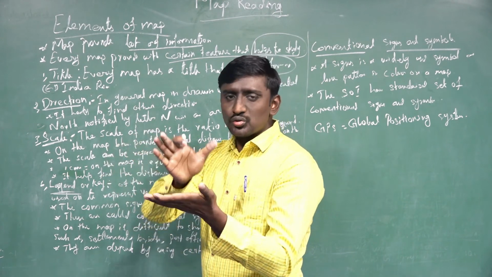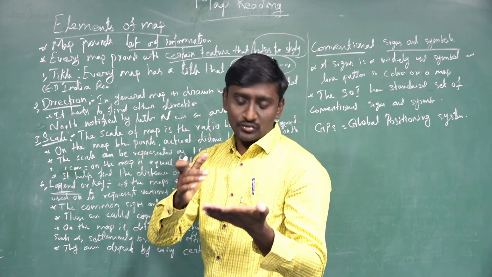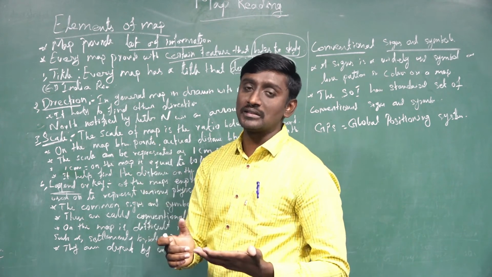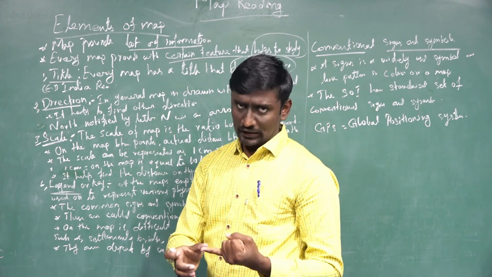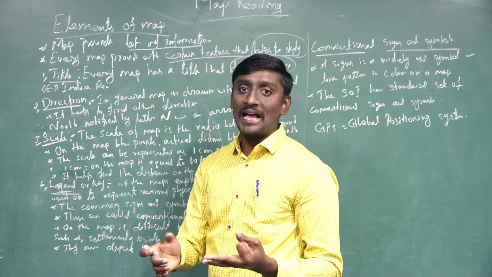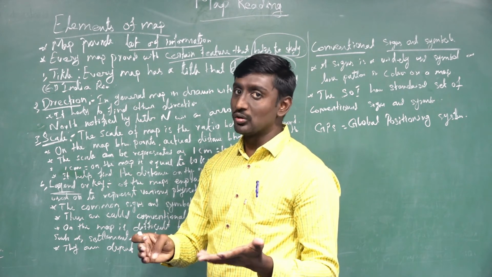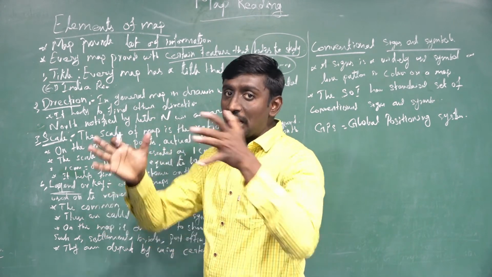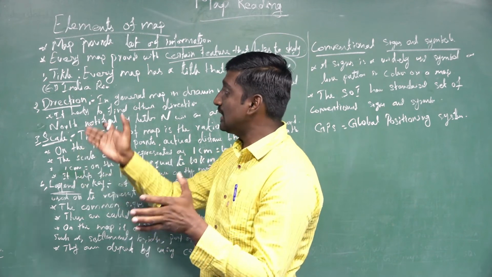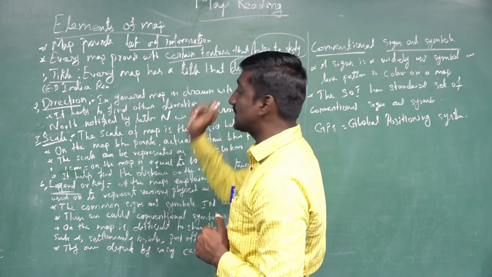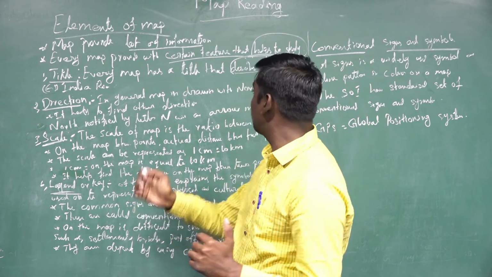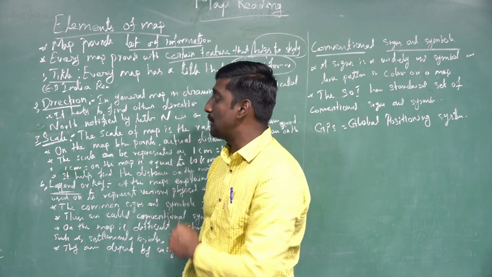You look at the map and it shows India's rivers, all the rivers: Ganga, Yamuna, Tamirabarani, Kaveri, Palar, and these rivers are included in the map. So every map has a title that describes the information about the map.